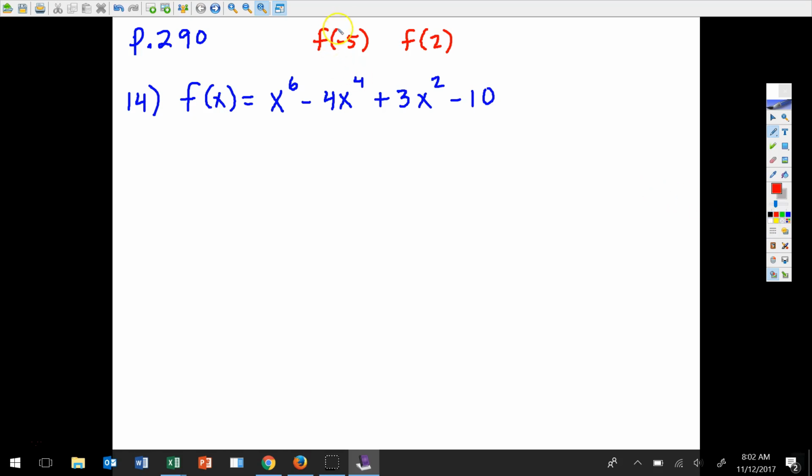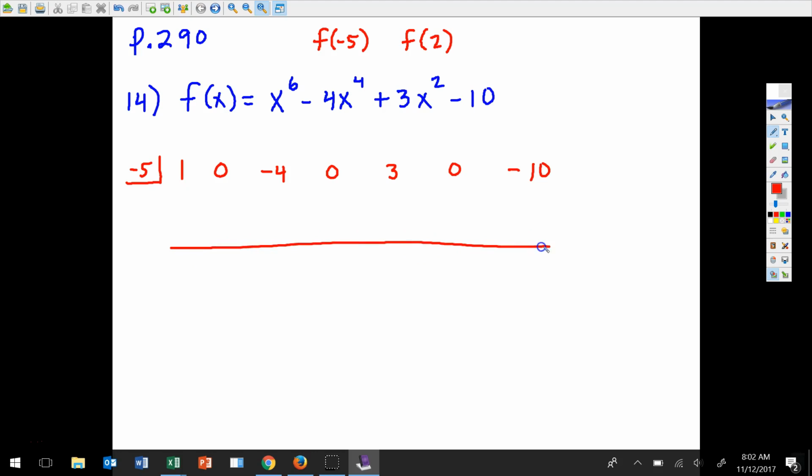And so for f of -5, we're going to put -5 in the house, and we're going to set up the synthetic division process. So I'll start with a coefficient 1. There is no x to the fifth, so I need to plug in a 0. Then -4. There is no x to the third, so another 0. +3. There is no x to the first, so another 0. And then -10. Okay, leave a space. We're going to draw a line. And now we're going to begin the synthetic division process.